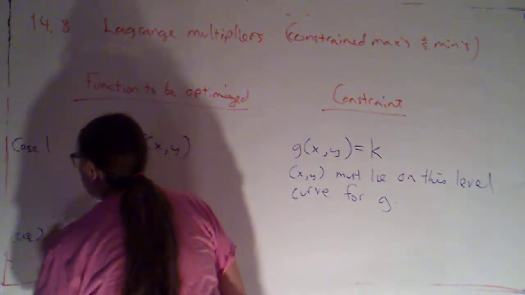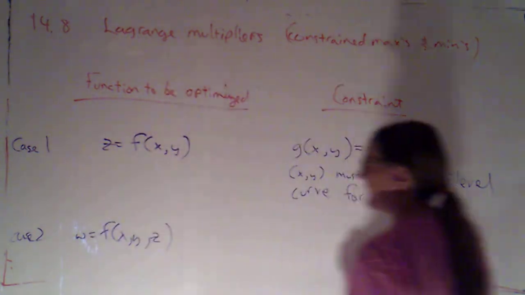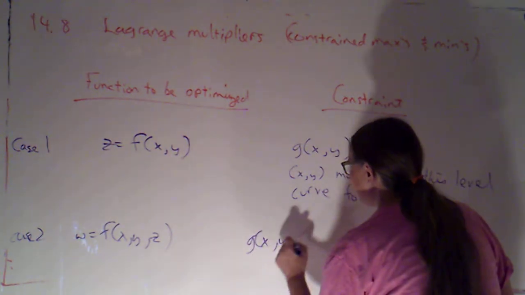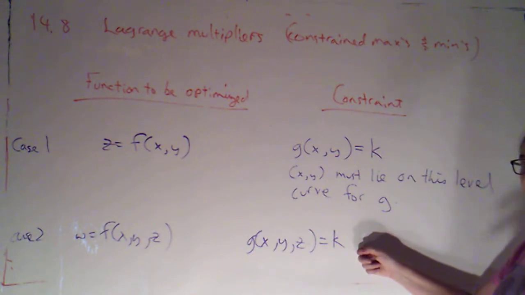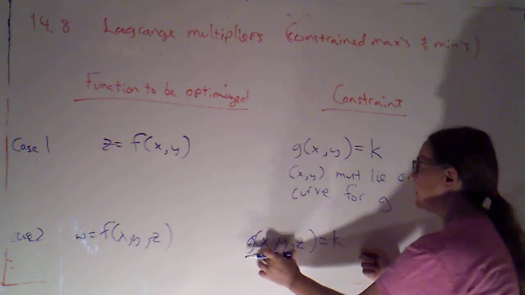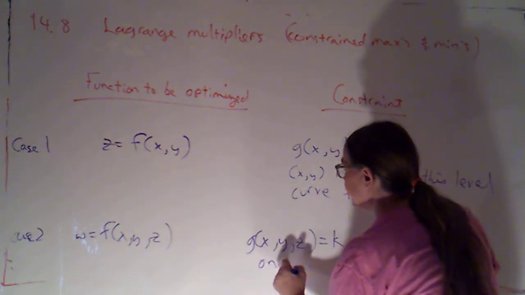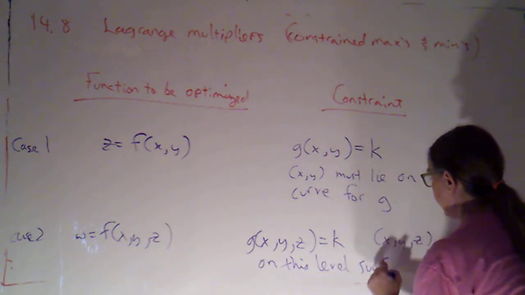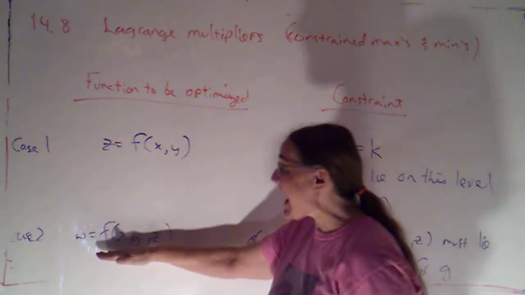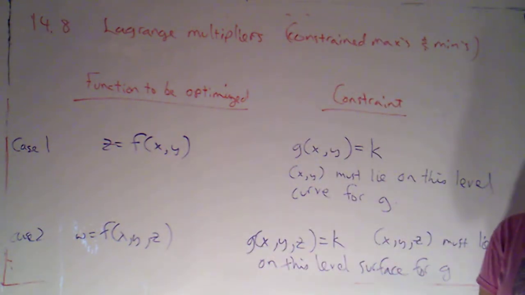Case 2 would be if we have a function of three variables. So if we have w, I'm going to recycle the name f, so w is f of x, y, and z. The constraint then, I'm going to again recycle the name g, so g of x, y, z would have to equal k. We would have another function also of three variables, so that we're restricting ourselves essentially to saying x, y, and z must lie on this level surface for g. So we're not going to work on the natural domain of f. We're going to restrict the domain subject to this constraint. Points have to lie on this level surface.